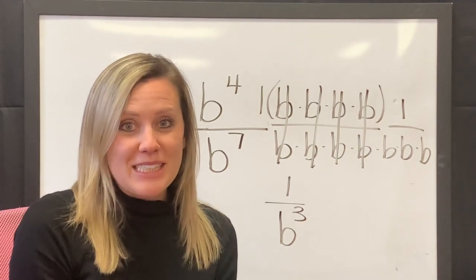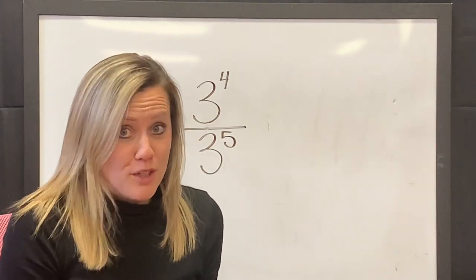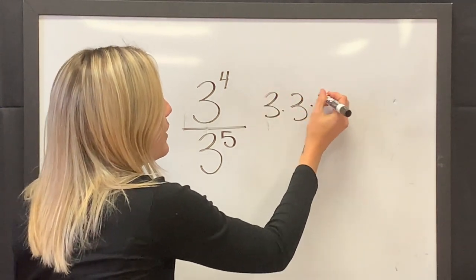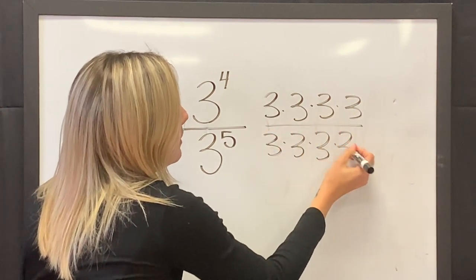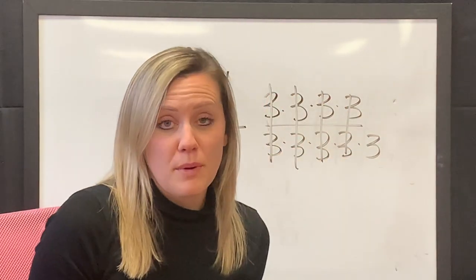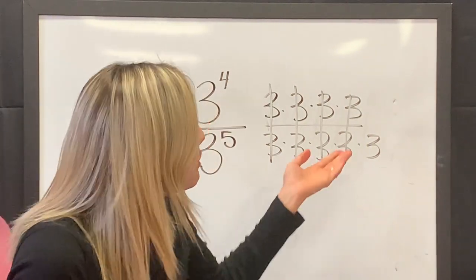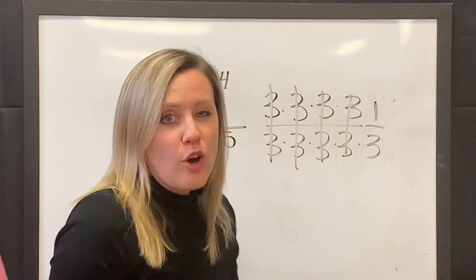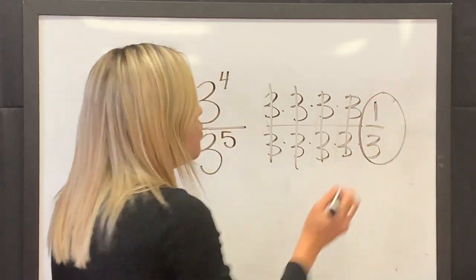Okay, let's get into some more difficult problems. These ones aren't necessarily more difficult, but they involve numbers. So I could do the same thing I did with the variables, and I could write out 4 3's, and then I could write out 5 3's. And I would see that these would cancel, cancel, cancel, cancel, and I'd be left with one 3 at the bottom. So the answer to this would be properly written as 1/3. So remember, when you get rid of everything in the numerator, you still have a 1 up there. We don't want to put 0. Remember, that completely changes the answer. So the best answer would be 1/3.